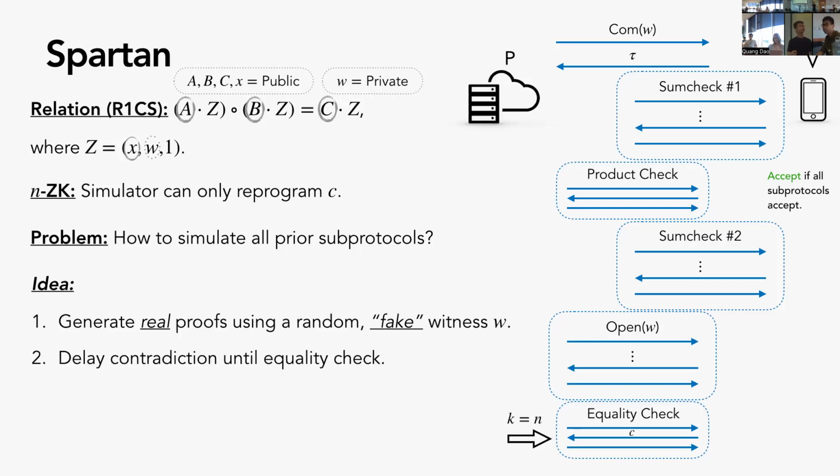And it turns out you can do precisely that. You can just try to make the first sumcheck protocol accept, and then make the product check, the second sumcheck and the opening arguments all accept. And finally, you push this contradiction into the final equality check. And there, you can simulate this, because the simulator works even for false statements.